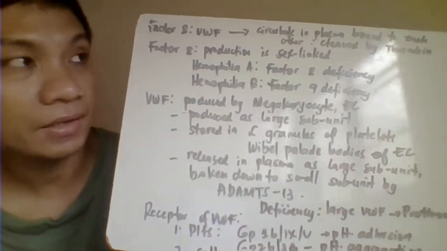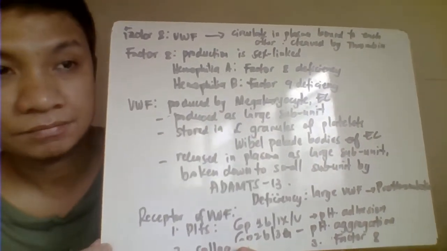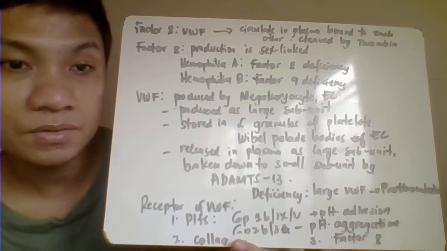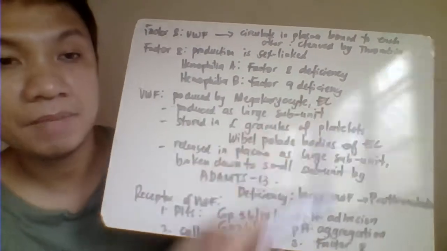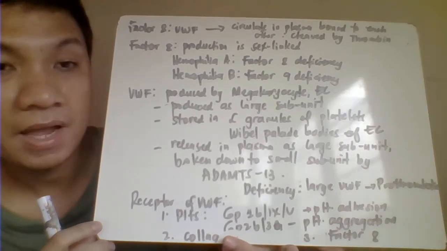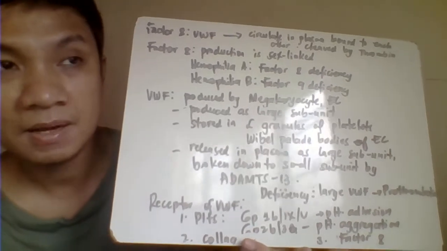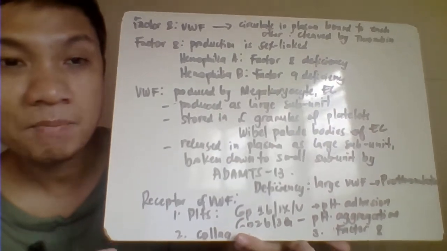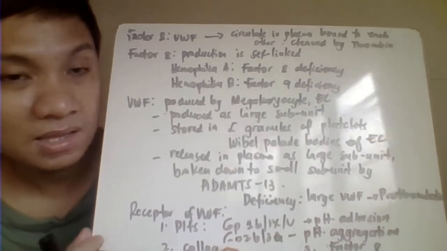Okay, now we go to your factor 8 von Willebrand factor. They tend to circulate in the plasma bound to each other, so magkadikit sila. And they could be hydrolyzed or cleaved by your thrombin. So pwede silang mahati. They tend to separate from one another by the action of thrombin. Factor 8 is one of the coagulation factors wherein the inheritance is sex-linked. So it's a genetic inheritance.